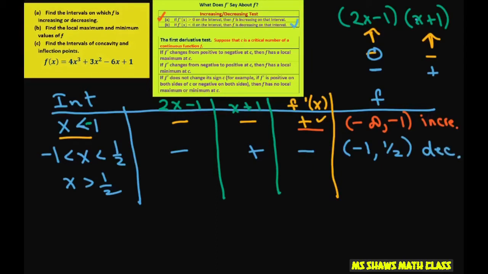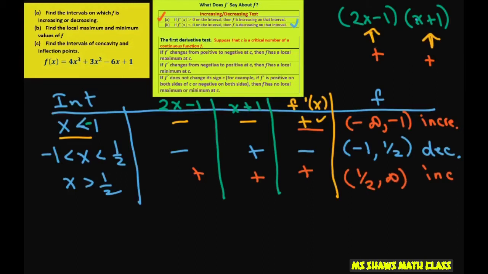So decreasing. And then the last one, we want greater than 1/2, so I'm just going to plug in 1. If you plug in 1 here, this is going to be positive. Plug in 1, positive. So these are two positives. Positive times a positive is positive. So that means it's increasing on the interval 1/2 to infinity.